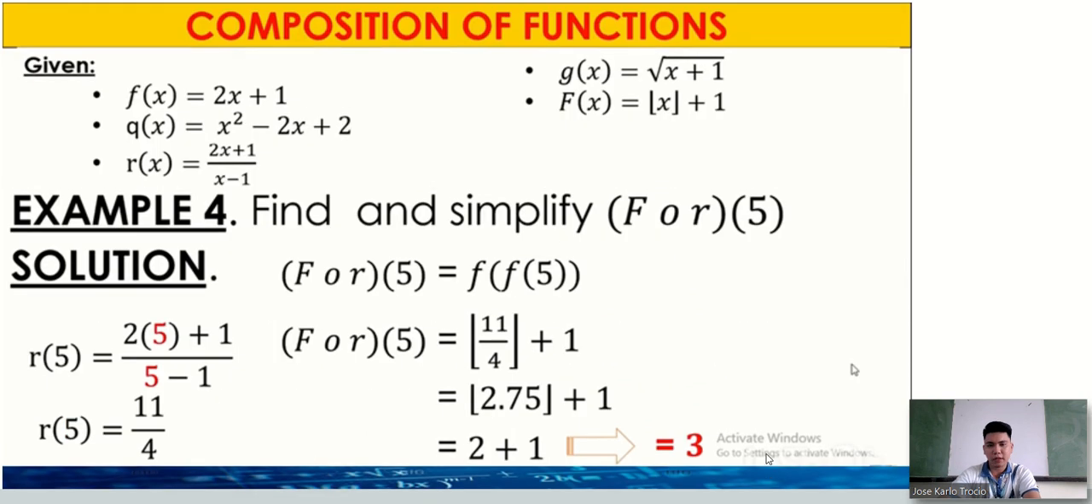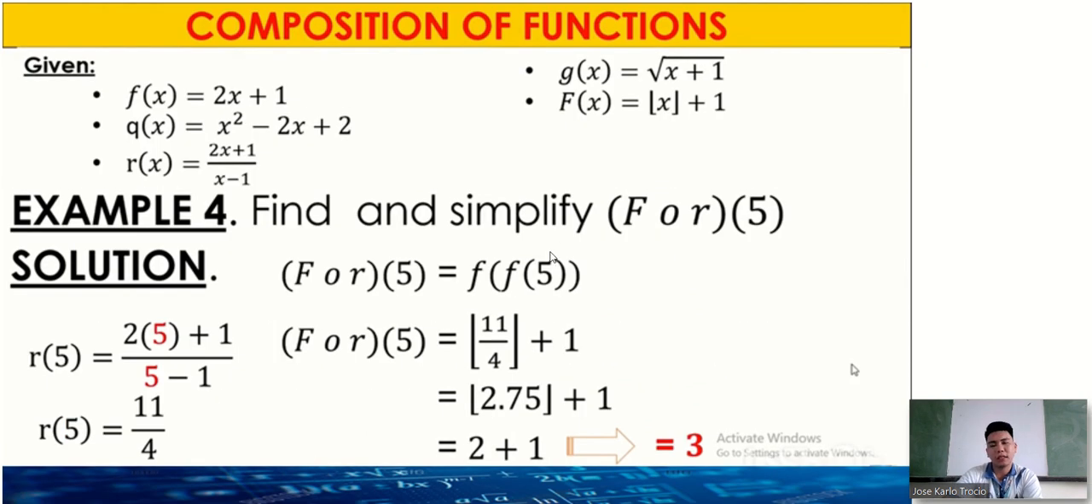This is also another example, just the same as example number 2. This is the bigger f, composed of r of 5. This time we have the input or value of x. So again, solve first for the latter or the second function, which is r of 5. Treat this as r of 5.